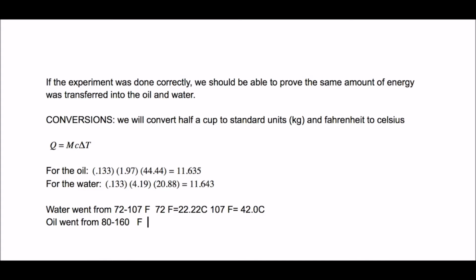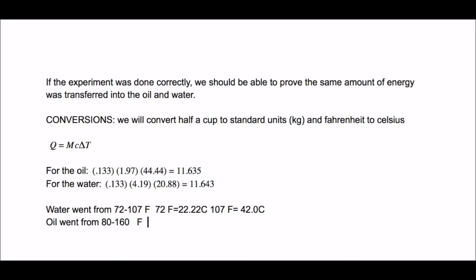Now we begin to use the specific heats. Now that we have found M, which does not change for either of the substances, we are going to input C, which is the specific heat of each of the substances. For the olive oil, as we just found, it is 1.97. For the water, it's 4.19. So we input that for C in the equation.